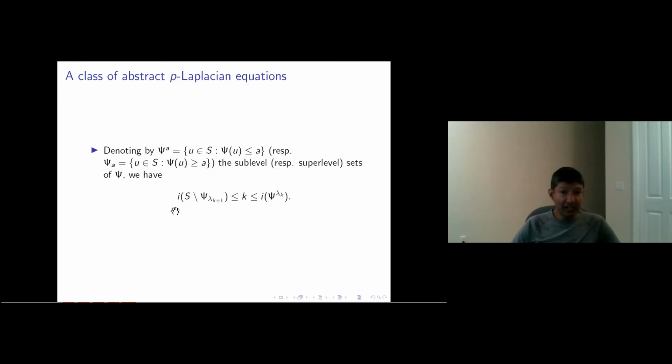One of the properties of the eigenvalues defined using the cohomological index is that you can compute the index of a sublevel set or a superlevel set depending on where your lambda is with respect to the eigenvalues lambda k. So we have these inequalities, namely that the index of the complement of the set of points where psi is bigger than or equal to lambda k plus 1 is less than or equal to k, and the index of the set where psi is less than or equal to lambda k is at least k.